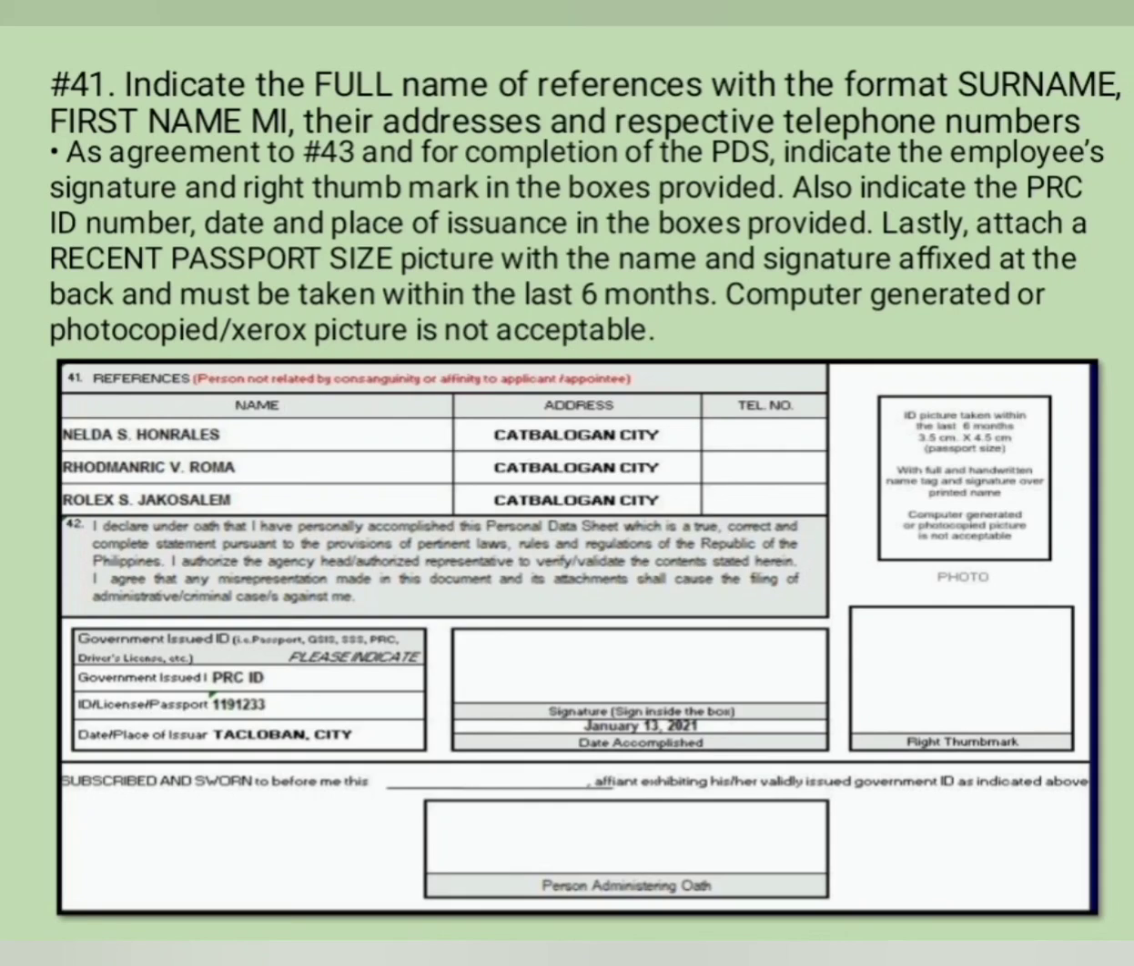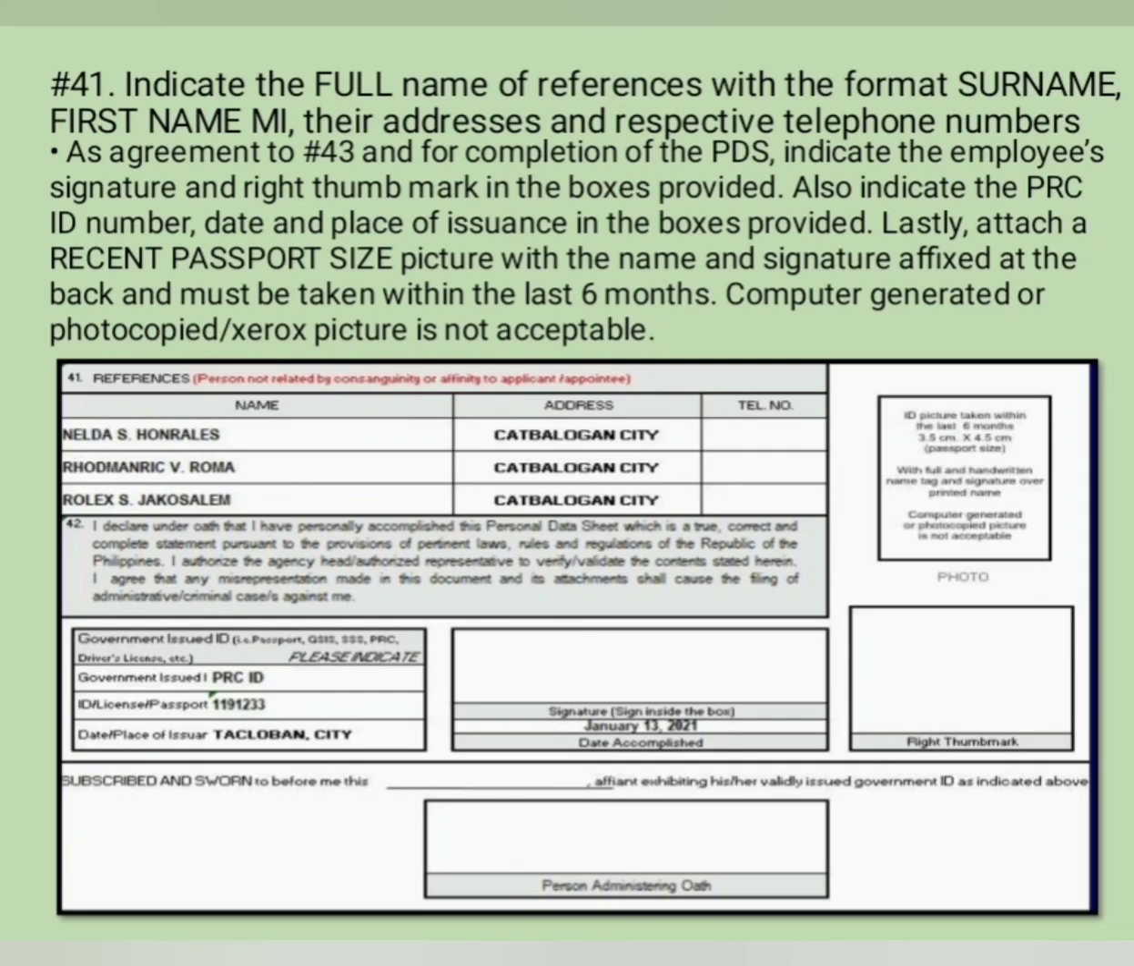So references po siya, may instruction na person not related by consanguinity or affinity to the applicant or appointee. So you should indicate the full name of references with the format surname, first name, MI, their addresses and respective telephone numbers. And as agreement to number 43 and for completion of the PDS, indicate the employee's signature and the right thumb mark in the boxes provided. Also indicate the PRC ID number, date and place of issuance in the boxes provided.